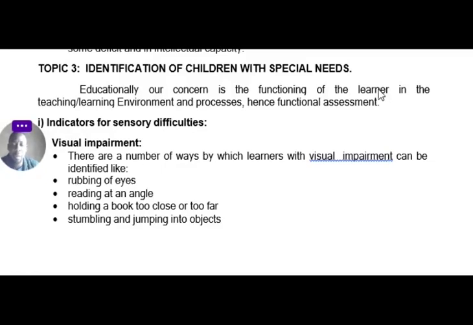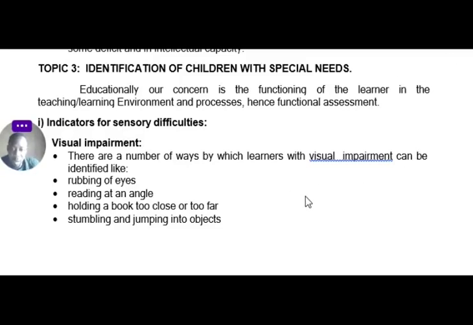Another is holding a book too close or too far. When you see a learner trying to bring the book closer to his eyes or putting it far from his eyes, that's a problem. When you look at the vision, you have the problem of being short-sighted and long-sighted. So it means that person is having a problem with visual impairment.